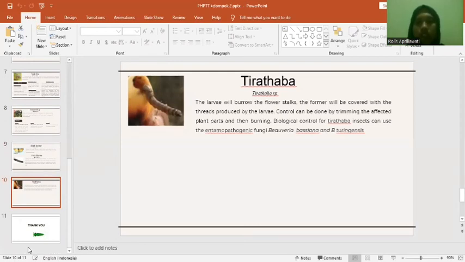And then Tirathaba or Tirathaba sp. The larva will burrow into the flower stalk. The flower will be covered with the thread produced by the larva. Control can be done by trimming the affected plant part and then burning. Biological control for Tirathaba insects can use the entomopathogenic fungi Beauveria bassiana and B. thuringiensis.